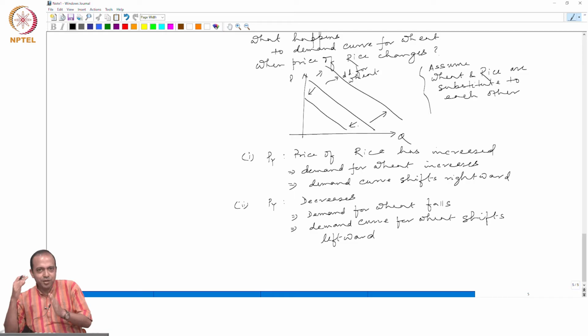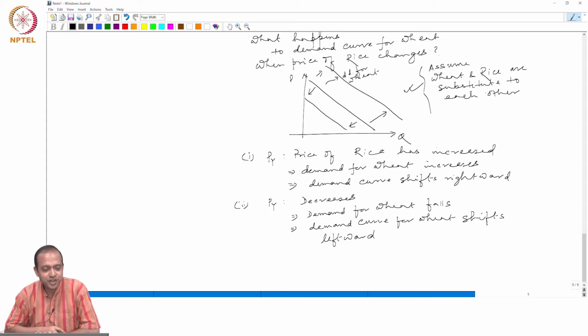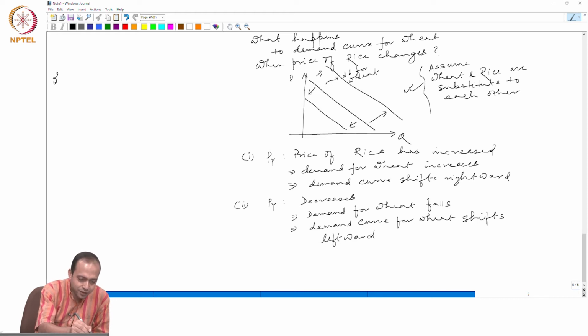So that means what will happen to the demand for wheat when the price of related product increases or decreases? That depends on what is the nature or relationship between the two commodities. Here rice and wheat we assume to be substitute to each other. Okay, that is why when there is a rise in price of rice, consumer will switch their demand from rice to wheat. Demand curve of wheat shifts entirely rightward. When there is a fall in price of rice, consumers will shift their demand from wheat to rice. Demand for wheat falls, the demand curve for wheat shifts leftward. So this is the case when we assume two goods are substitute to each other. Now let us assume a case when goods are complementary.